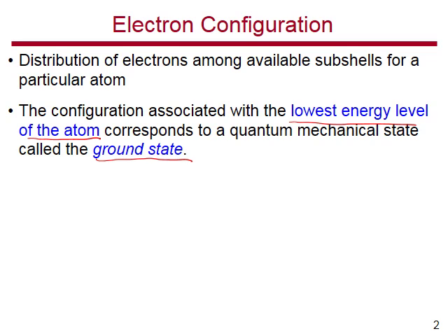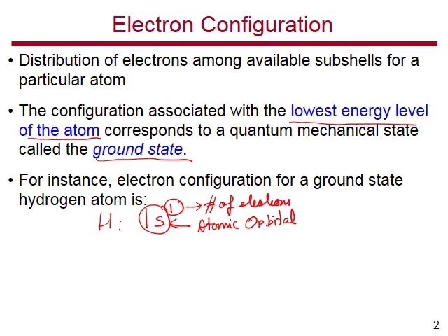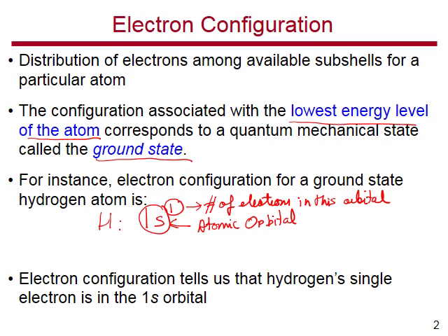Now let's take a look at the electron configuration for the ground state hydrogen atom. For hydrogen atom, the electron configuration is 1s¹. Now 1s refers to the atomic orbital in which the electron is located. And the superscript refers to the number of electrons in this orbital. In other words, the electron configuration tells us that hydrogen's single electron is in the 1s orbital.